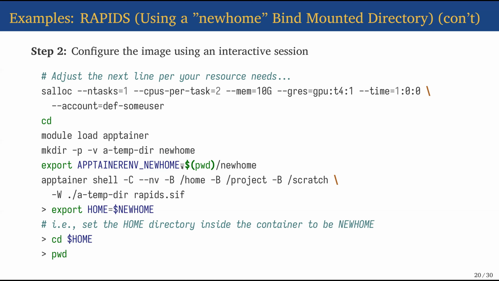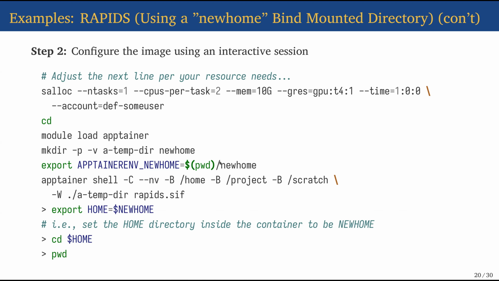Now, if you're going to mention paths on the file system on our cluster, you better put -B home, -B project, and -B scratch. You better mount your disk space so you can see it. Otherwise, you won't be able to see it inside the container. So when you do that, the first thing you do is you set HOME to be NEWHOME. You do not want to use your home directory as home. That's a big problem. You want to set a new home inside your container.